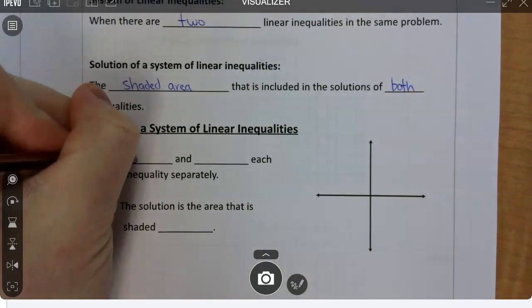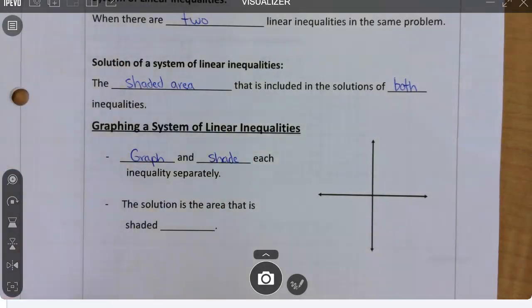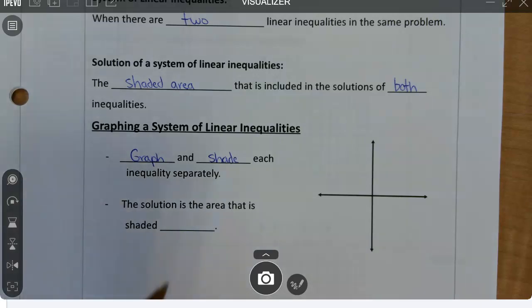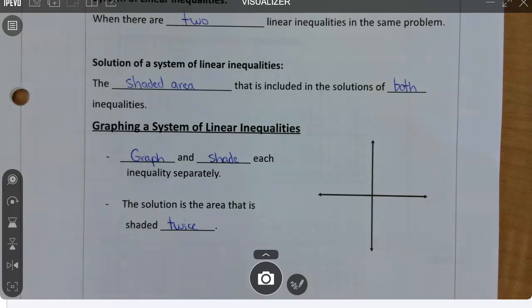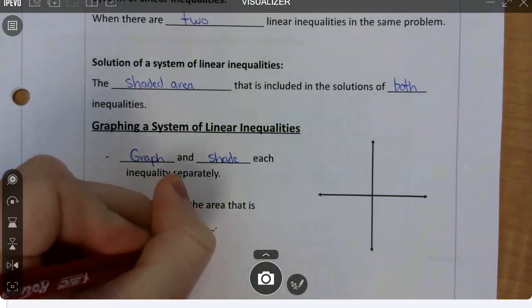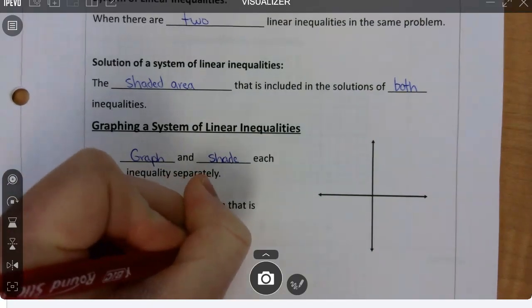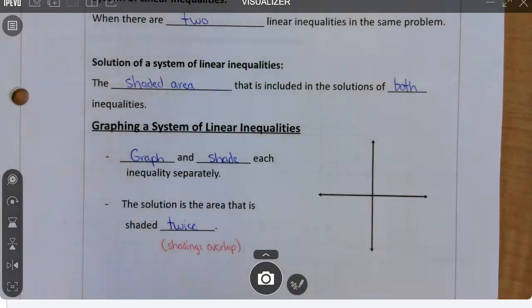We're going to graph and shade each inequality separately. We'll graph one inequality, shade above or below, graph the second inequality, shade above or below, and then what we're looking for is the solution of the shaded area that happens twice. Another phrase you'll hear me say is, where do the shadings overlap? So what area of the graph do the shadings have in common?